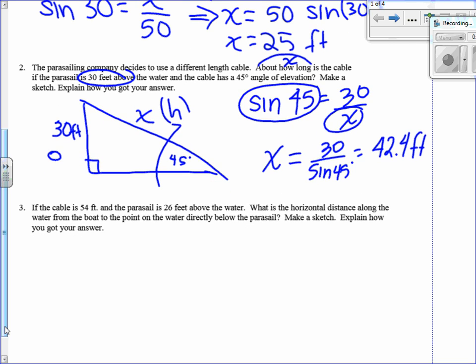I mean, it wouldn't be wrong. Yeah. If the cable, okay, it was telling me the cable was 54 feet. The parasail is 26 feet above the water. Okay, first of all, did that mess with anybody? That how? Okay, okay, why? Because I didn't. I mean, I kind of. I don't know what.